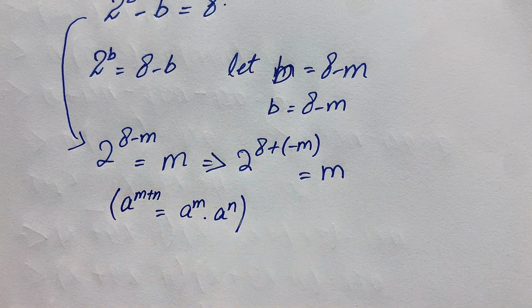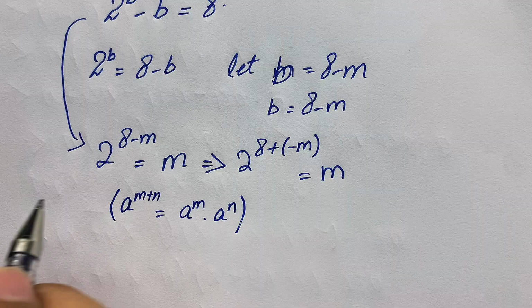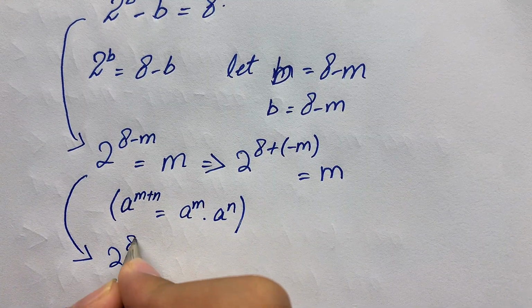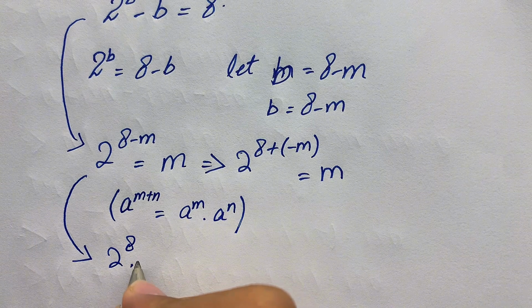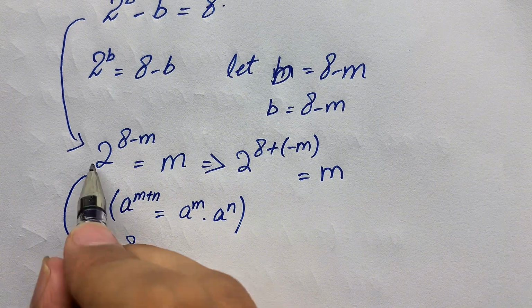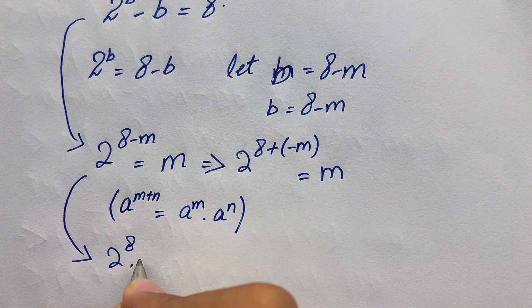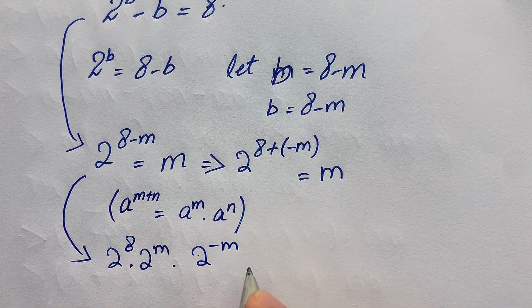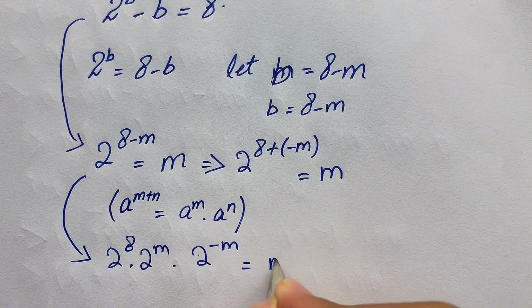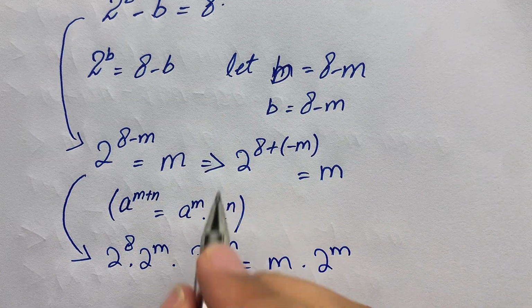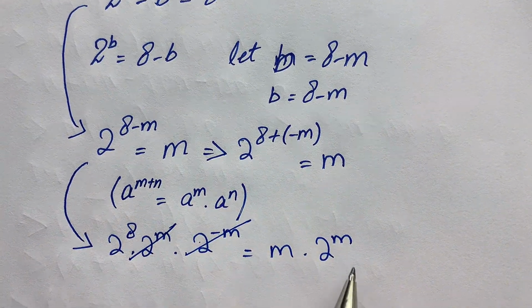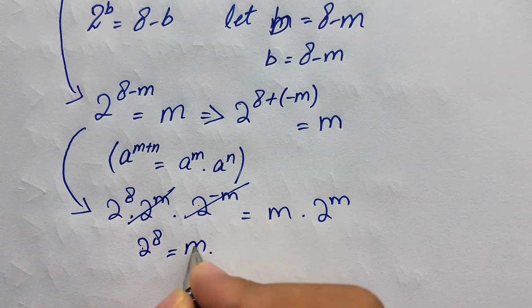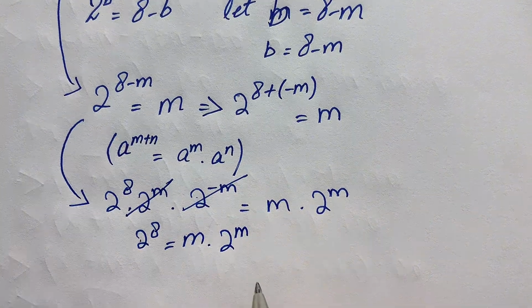Now this will be 2^8 into 2^(-m) is equal to m. The 2^(-m) moves across, so 2^8 is equal to m into 2^m.